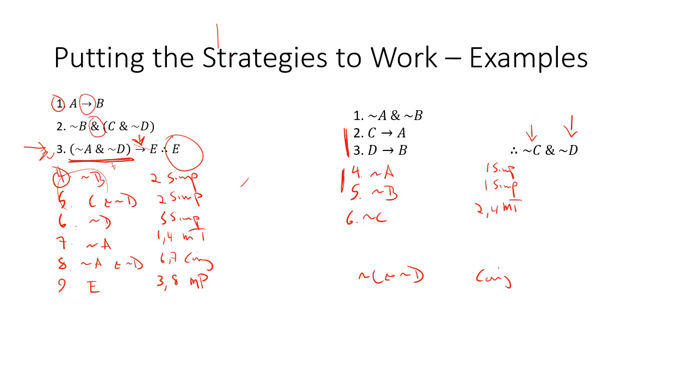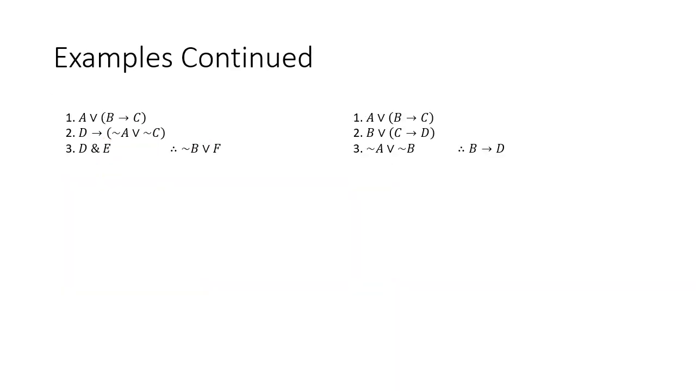And then 3 and 5 will be another modus tollens to get not D. And then we're already done. We just put those two things together with conjunction, so 6 and 7, and that gets us the conclusion. So that one worked pretty nicely.